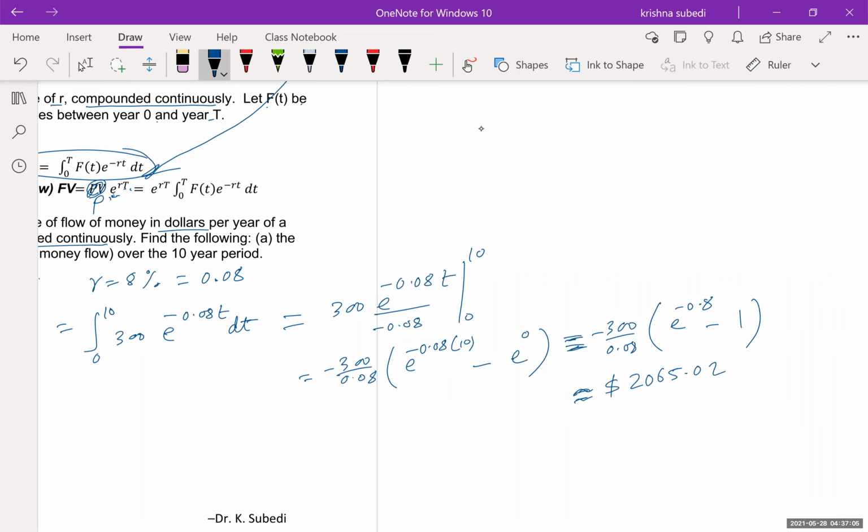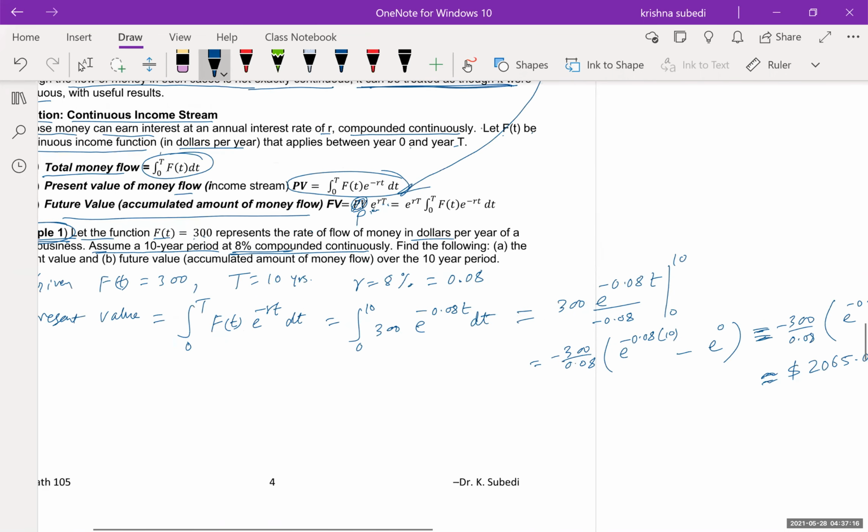Okay, but don't delete the exact value in your calculator because you need that exact value. This is the approximate value, but we need that exact value to find the future value.